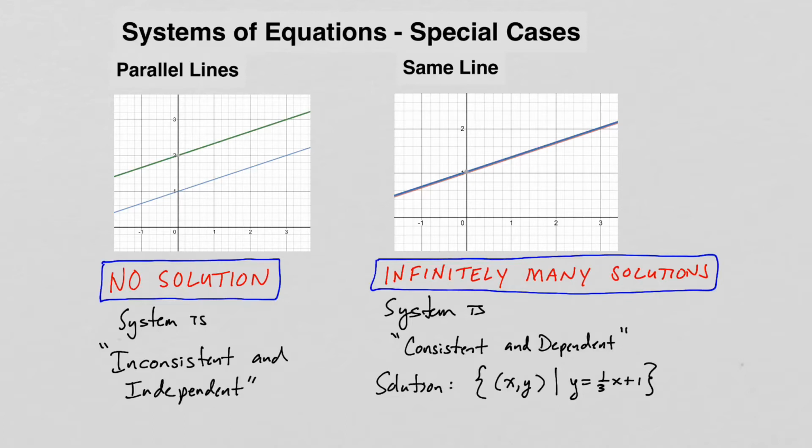For example, what if two lines intersect, but they intersect at a point which is not clearly whole number coordinates? How would you determine what the point of intersection is? So we need different methods besides graphing.